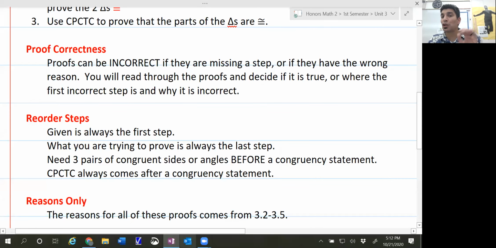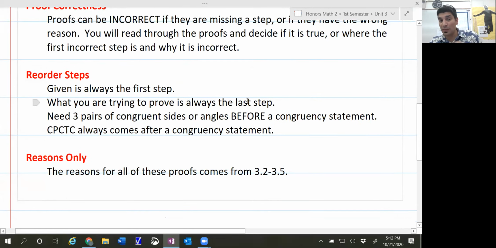So you'll have to look at proofs to see if they are correct or incorrect, and then state where and why they are incorrect if they are. You have 3 of those. Reorder steps. You're going to have these proofs that have all the steps in them, except they're mixed up. The statement and the reason are correct. They're just not in the right order.